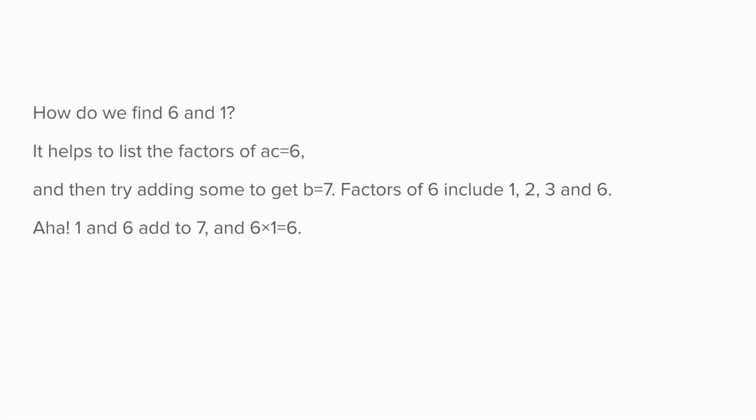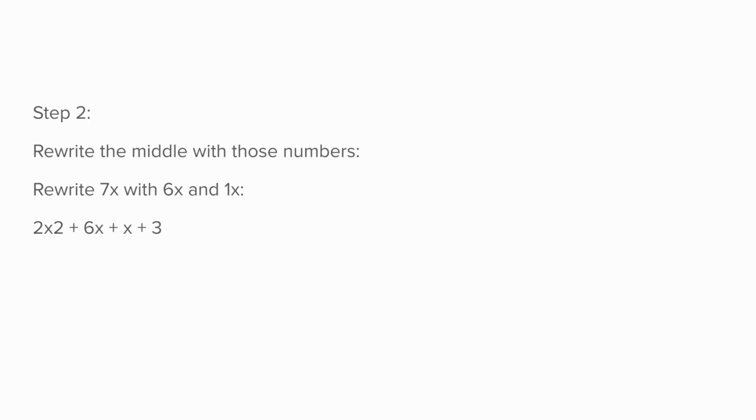It helps to list the factors of ac equals 6 and then try adding some to get b equals 7. So factors of 6 include 1, 2, 3, and 6. So we can see that 1 and 6 add to 7, and 6 times 1 equals 6. So we can rewrite the middle with those numbers. When we rewrite 7x as 6x and 1x, it is 2x squared plus 6x plus x plus 3.